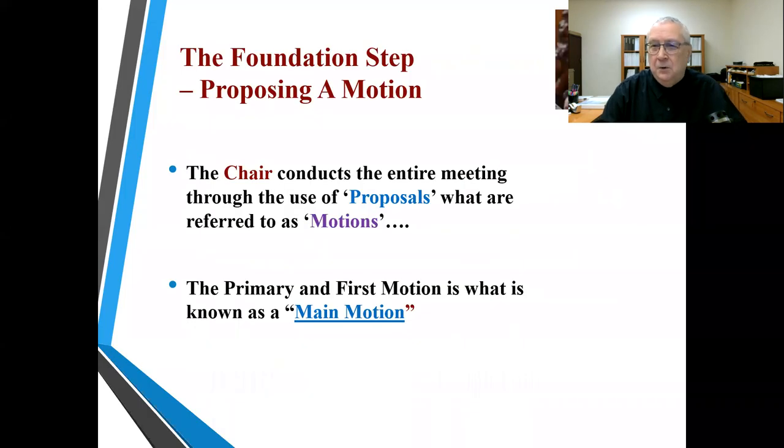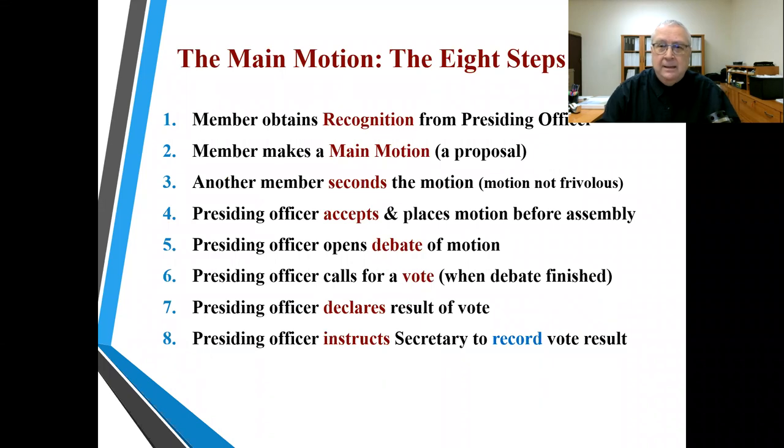So how do we go through parliamentary process? Well, frankly, what happens is there's a step-by-step process. The chair opens the meeting and calls for anyone that wishes to be recognized. An individual is recognized, and they are empowered to make a motion, which we call the main motion. The steps are: member obtains recognition from the presiding officer. The member makes a main motion.